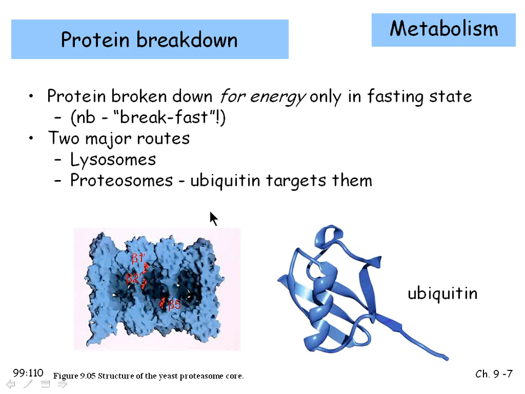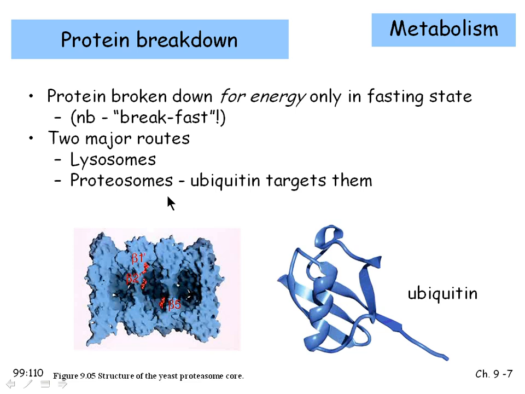Proteins are broken down for the most part in two ways. There are lysosomes, which are single membrane-bound organelles that act like the stomach of a cell and eat up stuff. And there are proteasomes, which are a protein assemblage shaped sort of like this. And if a protein has ubiquitin added to it, the ubiquitin acts like a kind of zip code and delivers that protein to the proteasome where it can be degraded and provide amino acids for reuse or for energy.